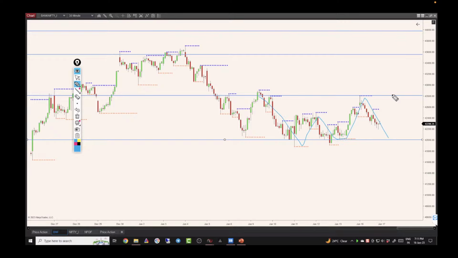We can look for shorting opportunities when price approaches the higher level, and we can look for buying opportunities when price approaches the lower level around 42,000. But comparing to the Nifty, Bank Nifty is clearly in a sideways trend. Why? Because the pullback that we have seen from this particular level clearly approached the last resistance.